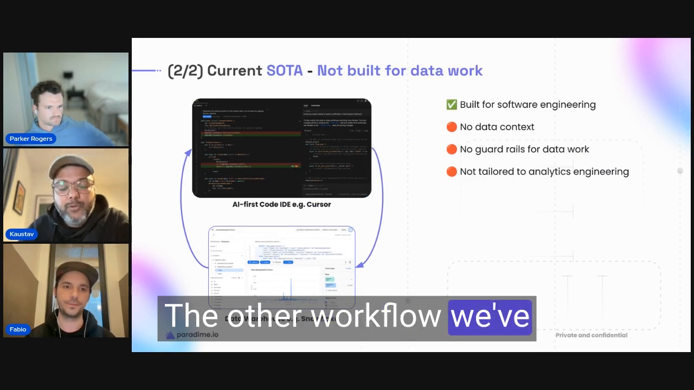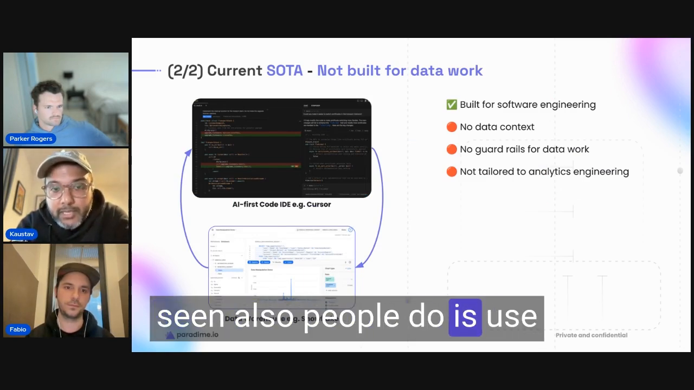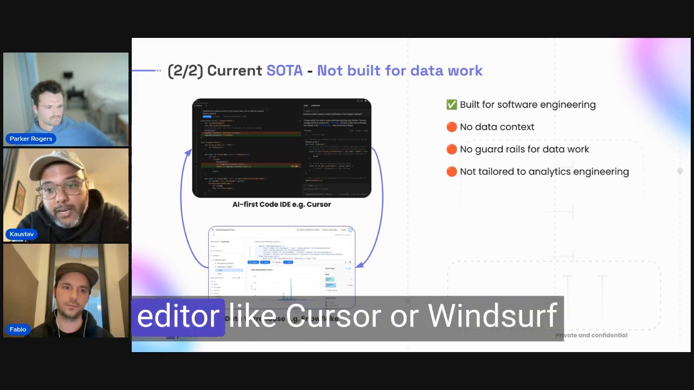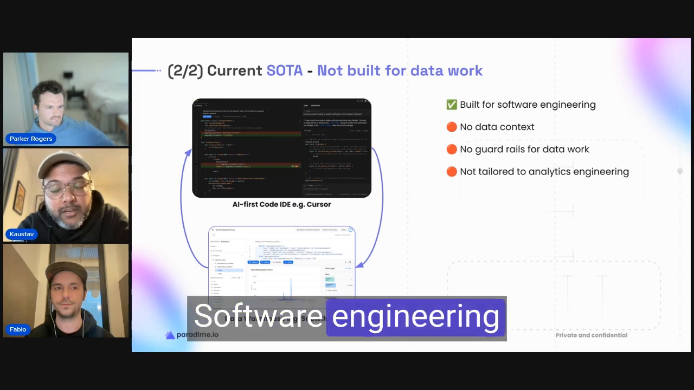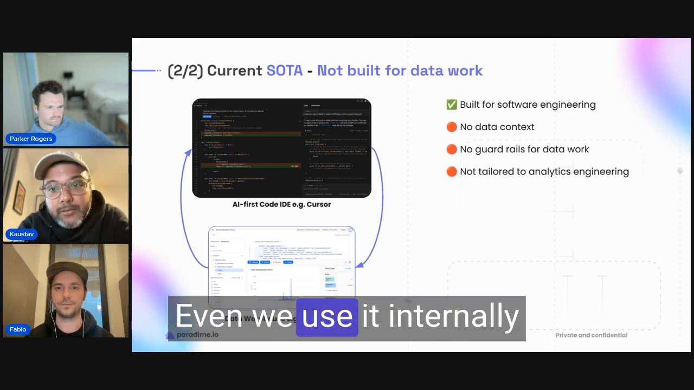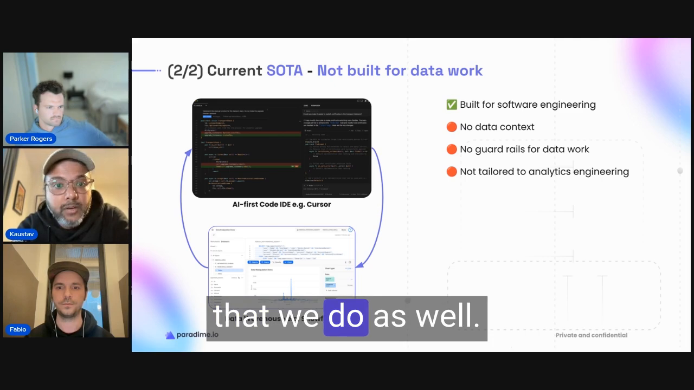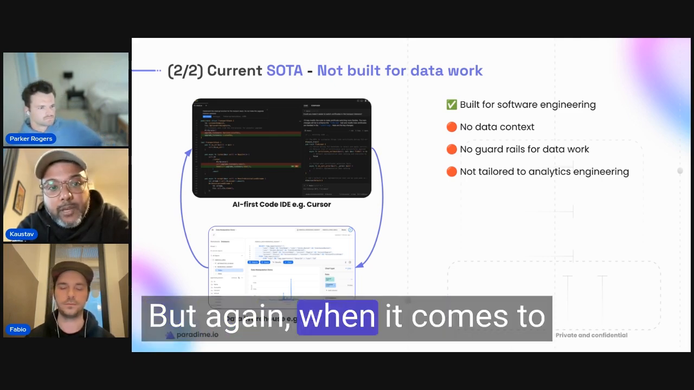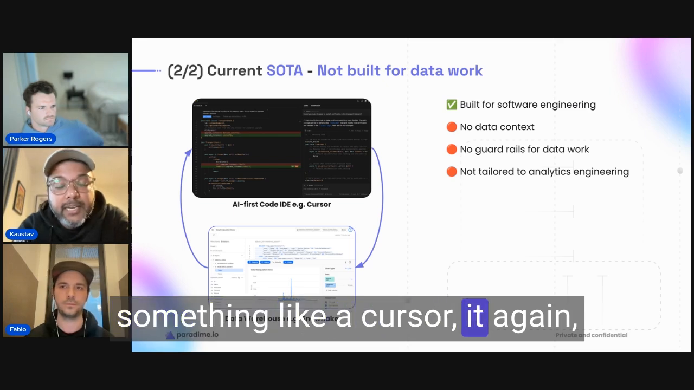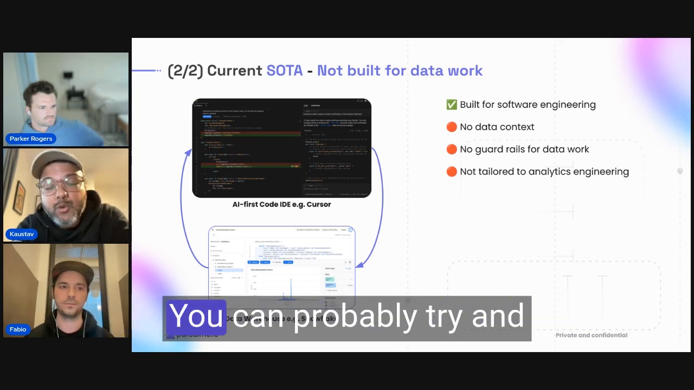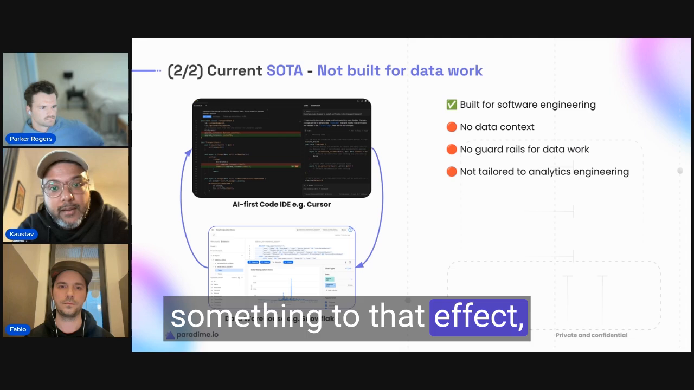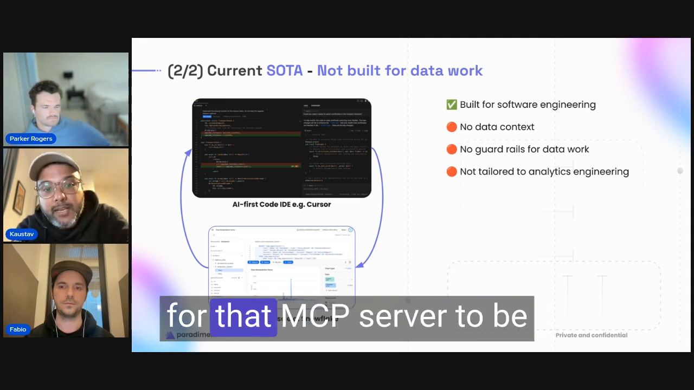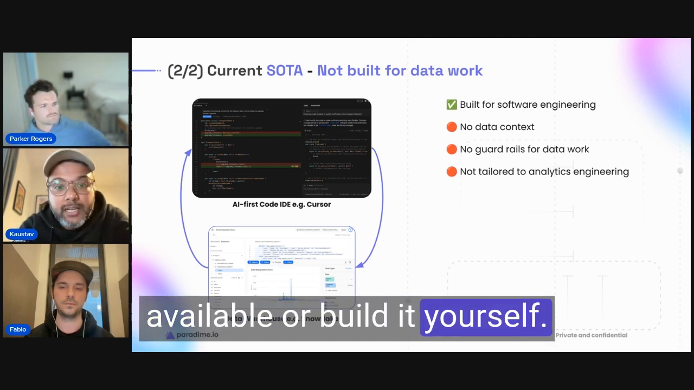The other workflow we've seen is people using an AI-first code editor like Cursor or Windsurf, but they are built really well for software engineering. Software engineering works amazingly well. We even use it internally for some of the stuff that we do. But again, when it comes to something like Cursor, it doesn't have the data context. You can probably try to bring it through an MCP or something to that effect, but you have to wait for that MCP server to be available or build it yourself.